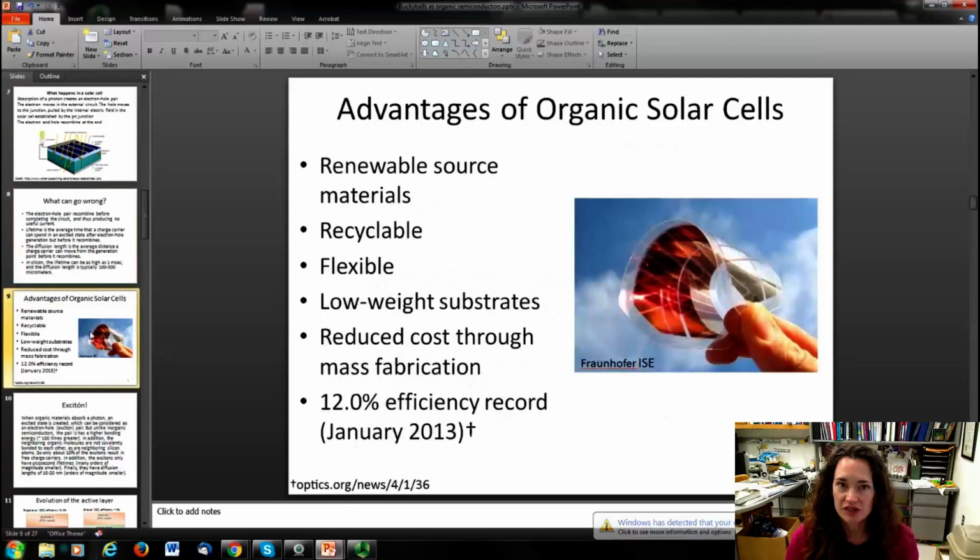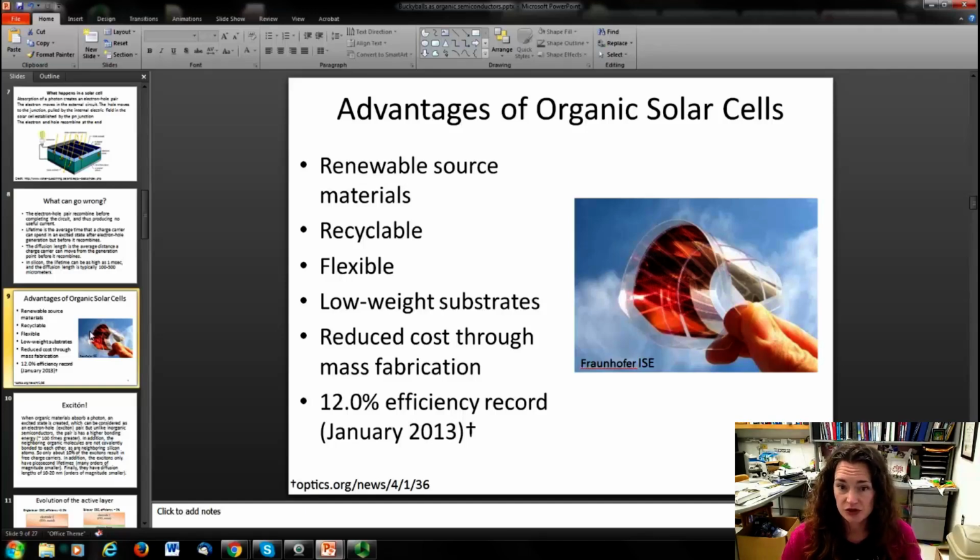So we all know that silicon is sort of dominating solar cells right now, but there would be a lot of advantages to having organic solar cells. First of all, you could make them out of renewable source materials. It actually is a lot of work to create single crystal silicon, for example. They could be recyclable. That's another nice thing.